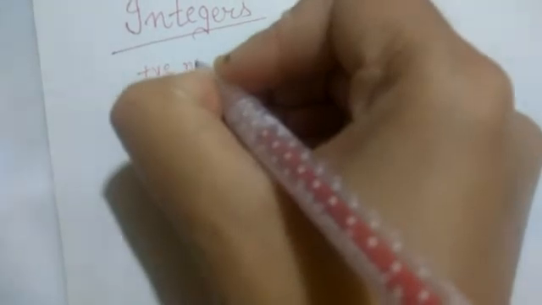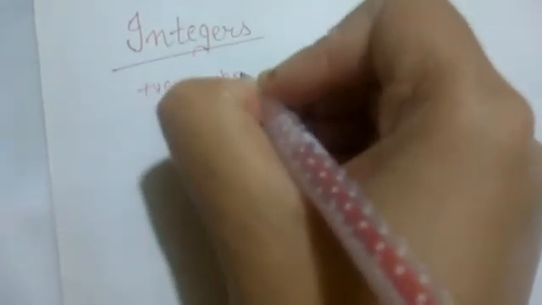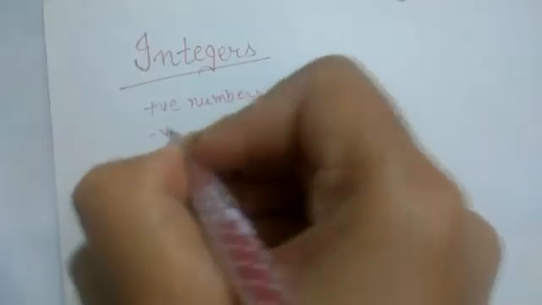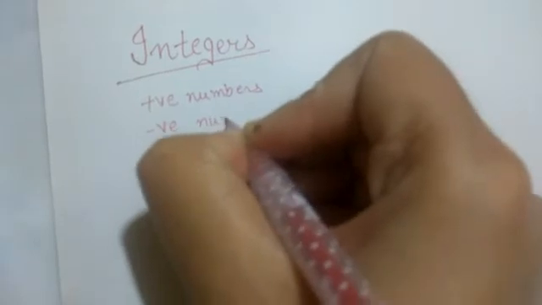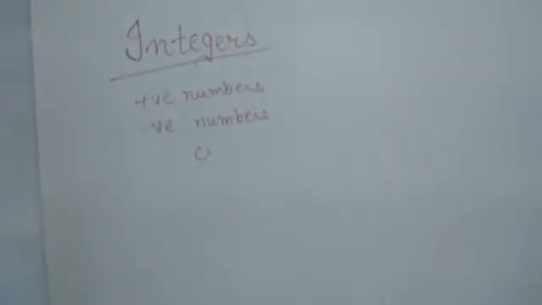So the first question that comes to our mind is what are integers, and where do we use these integers in our daily life. So the first question is, what are integers? Integers consist of positive numbers, negative numbers, and the third is 0.